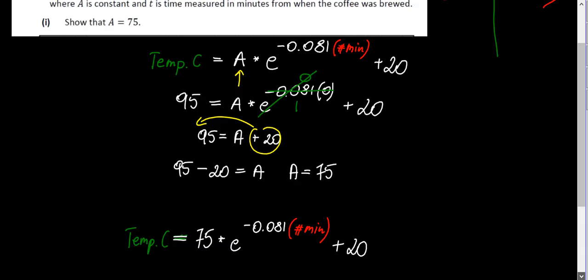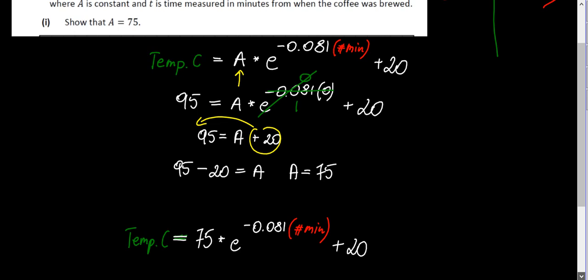In the context of the question, what's happening? The coffee is being brewed, it's in the kitchen, and then that coffee is going to get colder and colder and colder. Now, can that coffee reach a temperature of minus 30? No, it's not going to reach a temperature of minus 30 in our kitchen, isn't it?